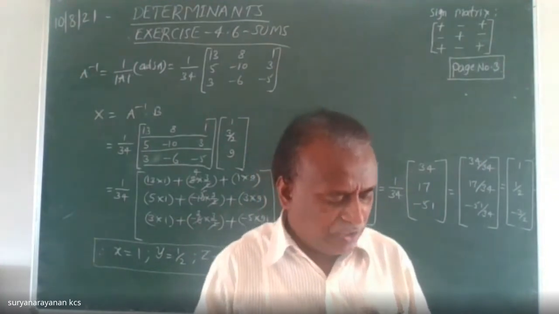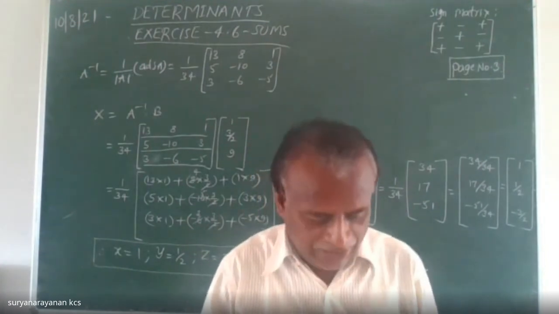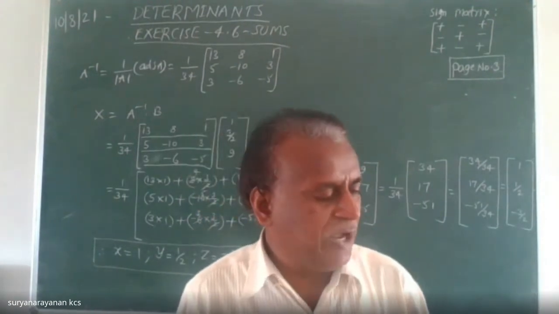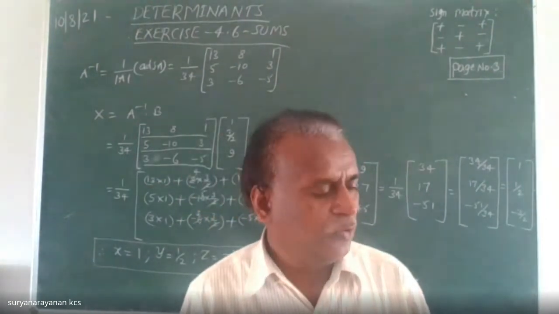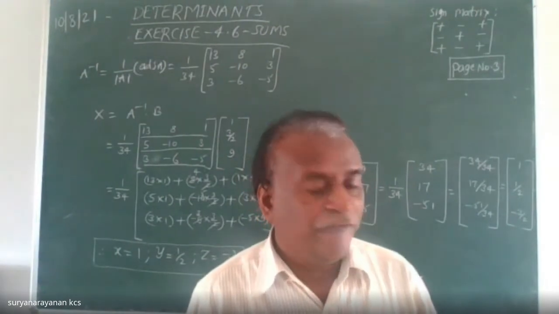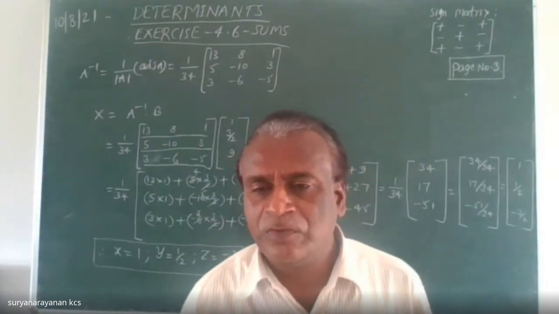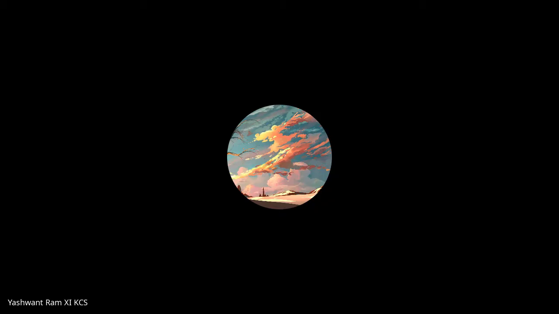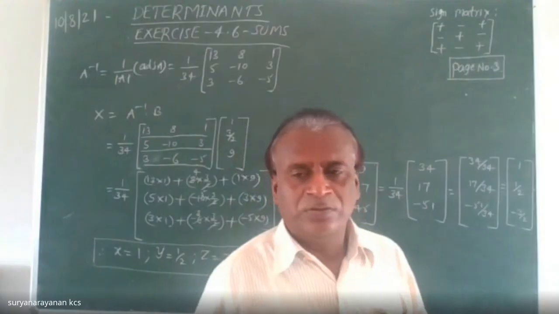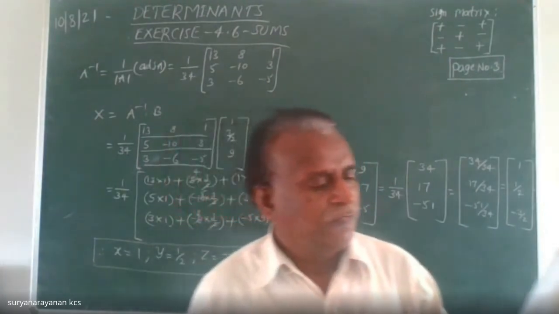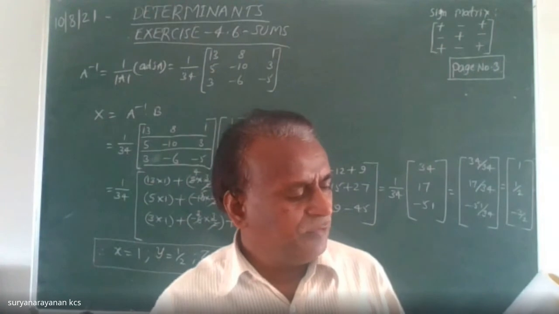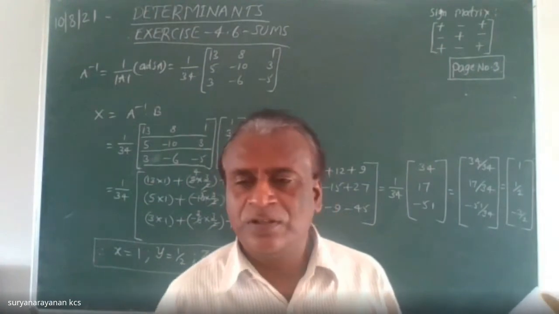Now come to the question number 15. Question number 15. If A is equal to matrix 2 minus 3, 5, 3, 2 minus 4, 1, 1 minus 2. Find A inverse. Using A inverse, solve the system of equations.